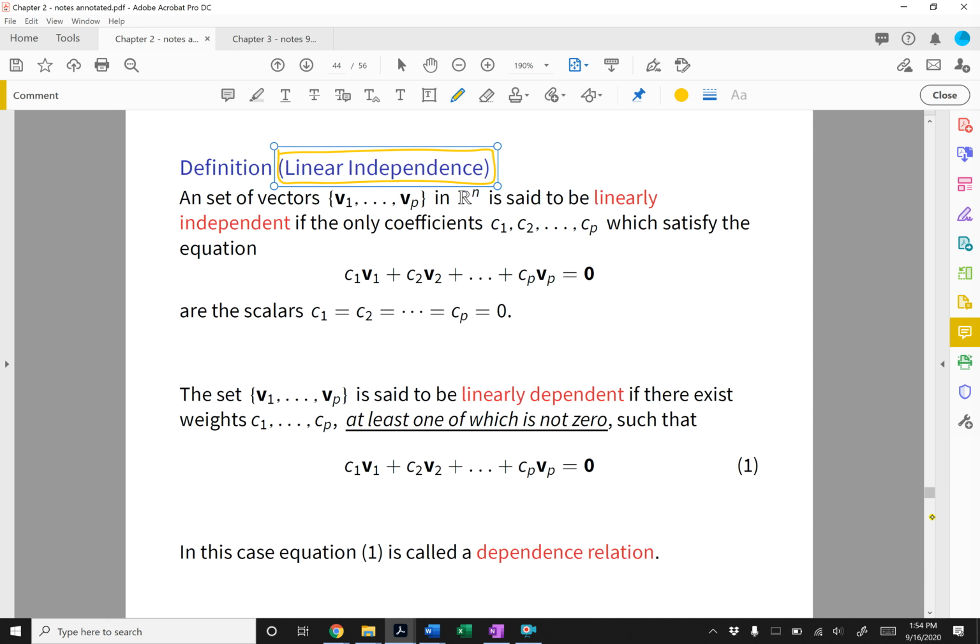So the idea of linear independence is a set is linearly independent if each one is needed, or each one offers new information for the set. They're linearly dependent if you have at least one vector that you could get by combining other vectors. So you have something that's redundant.